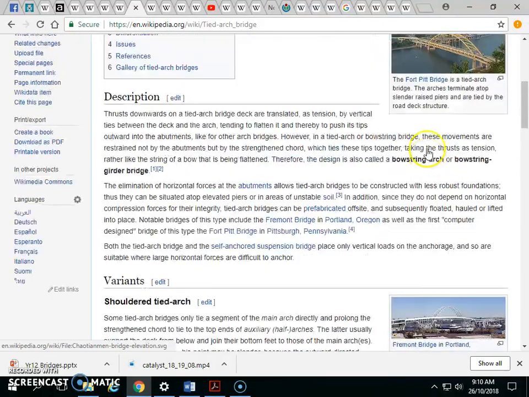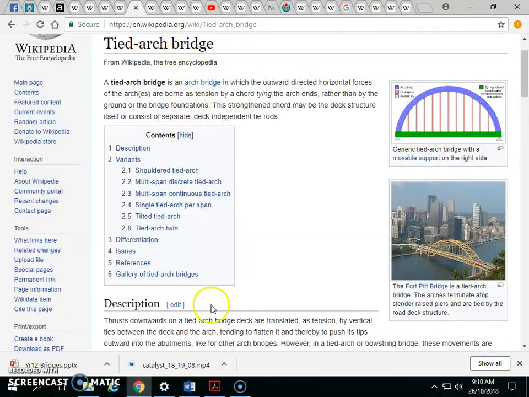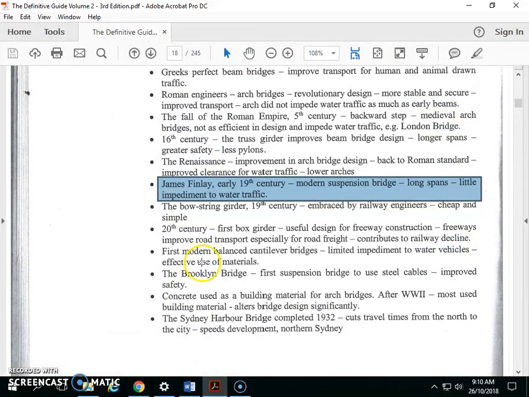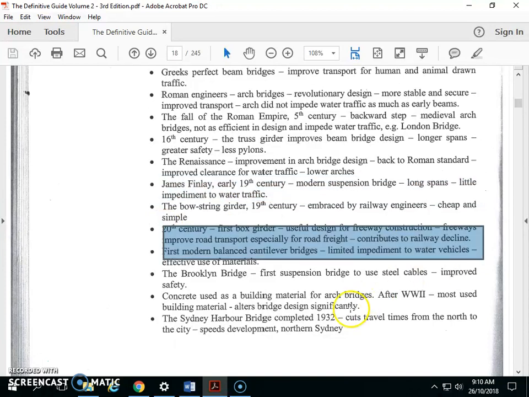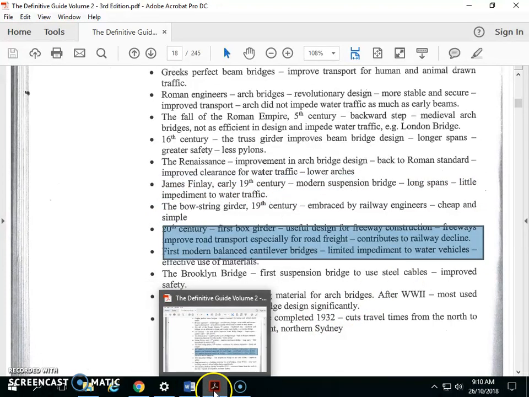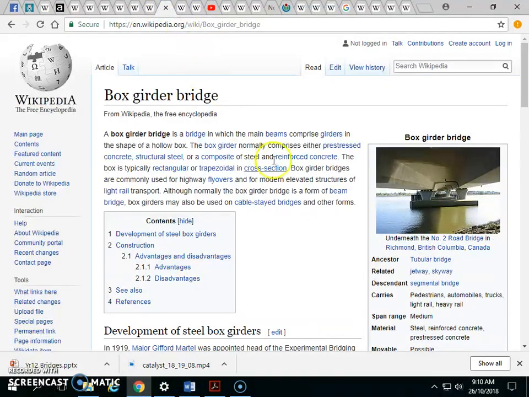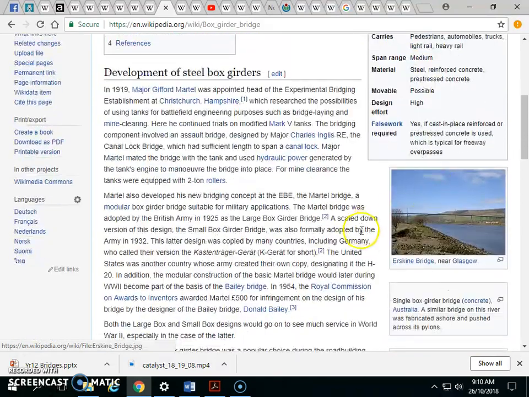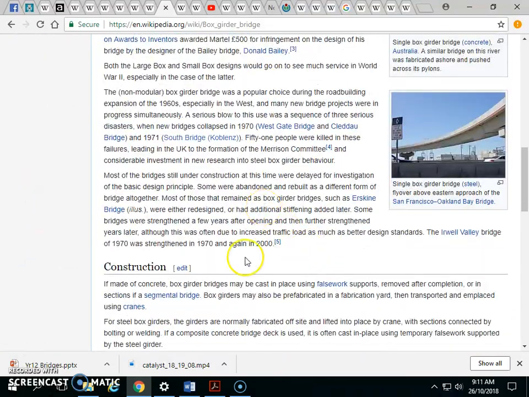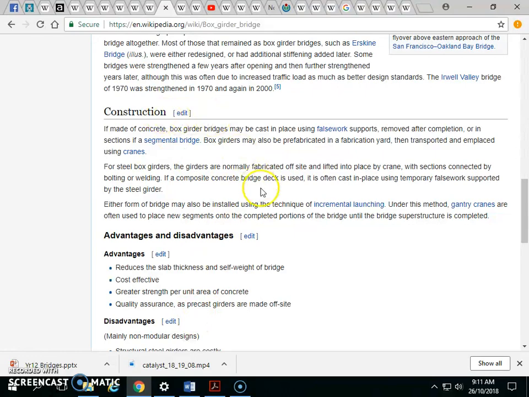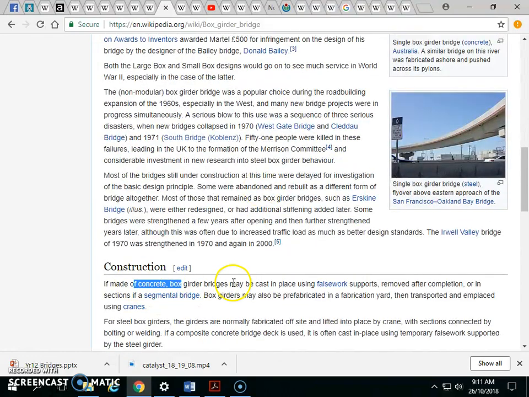And so they're examples of bowstring or tied arch bridges. Okay, so next we have box girders. Box girders were developed after World War II, so we got box girder bridges. We still see these around. They can be made out of a variety of materials, but typically they're made of concrete.